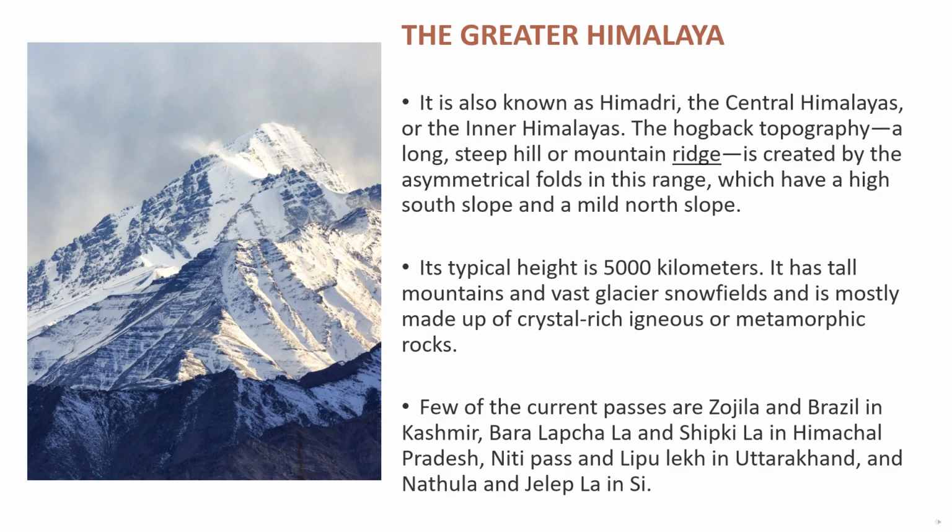The Greater Himalaya. It is also known as Himadri, the Central Himalayas, or the Inner Himalayas. The hogback topography, a long, steep hill or mountain ridge, is created by the asymmetrical folds in this range, which have a high south slope and a mild north slope. Its typical height is 5,000 kilometers. It has tall mountains and vast glacier snowfields and is mostly made up of crystal-rich igneous or metamorphic rocks.